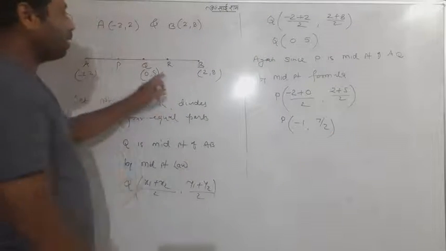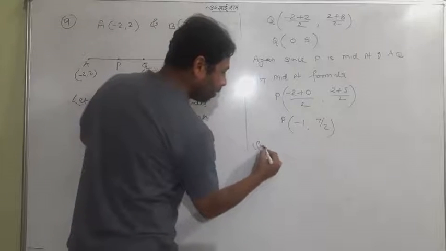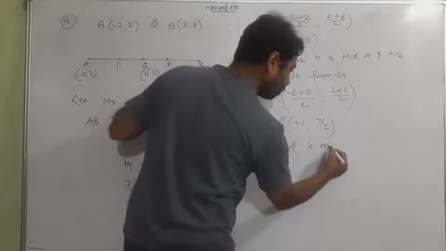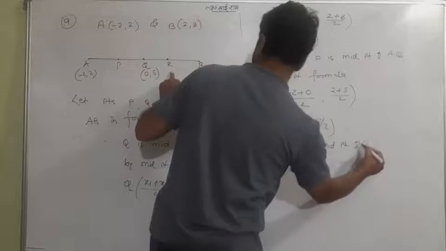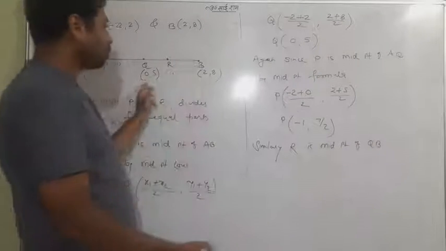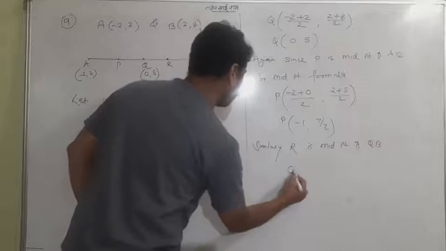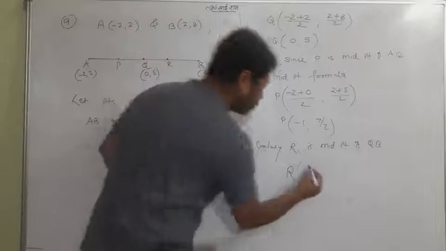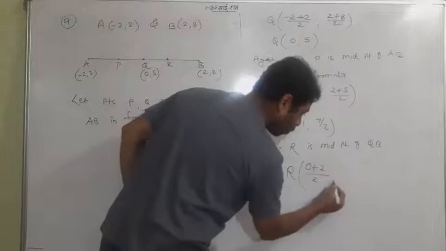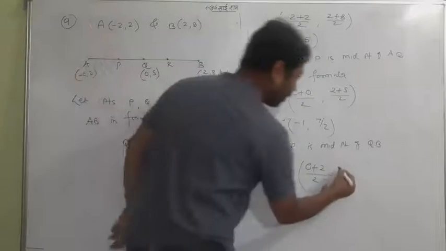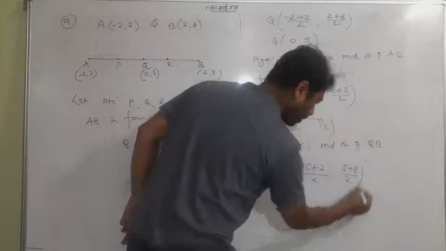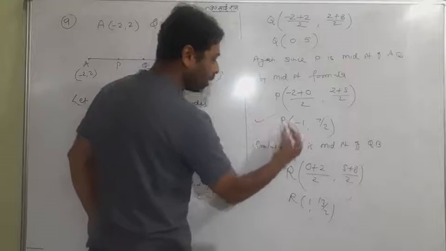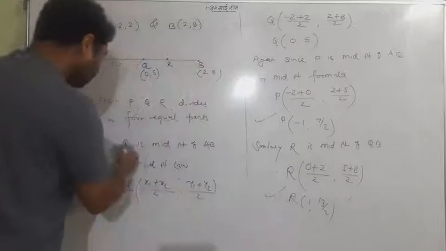And very similarly, R is the midpoint of QB. So again the midpoint formula. What do you think about R? R is (0 plus 2) by 2 comma (5 plus 8) by 2, and this is the point 1 and 13 by 2. So till now you have got the P, you have got the R, you have got the Q.